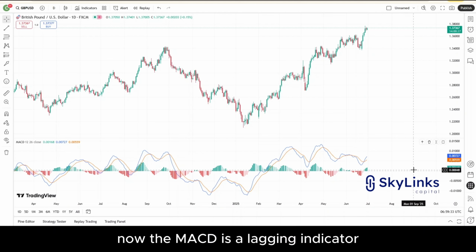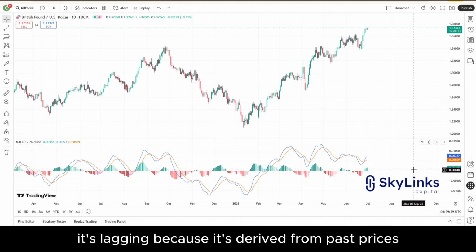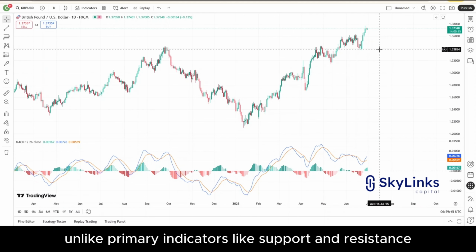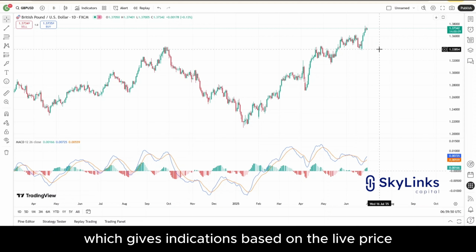Now, the MACD is a lagging indicator. It's lagging because it's derived from past prices. Unlike primary indicators like support and resistance, which give indications based on the live price.